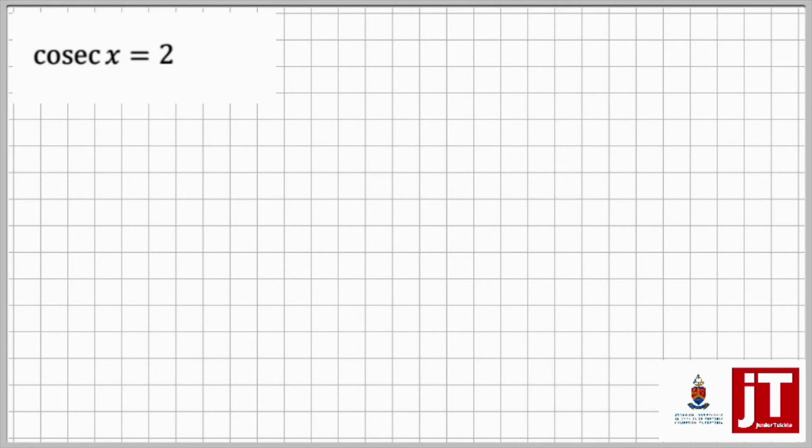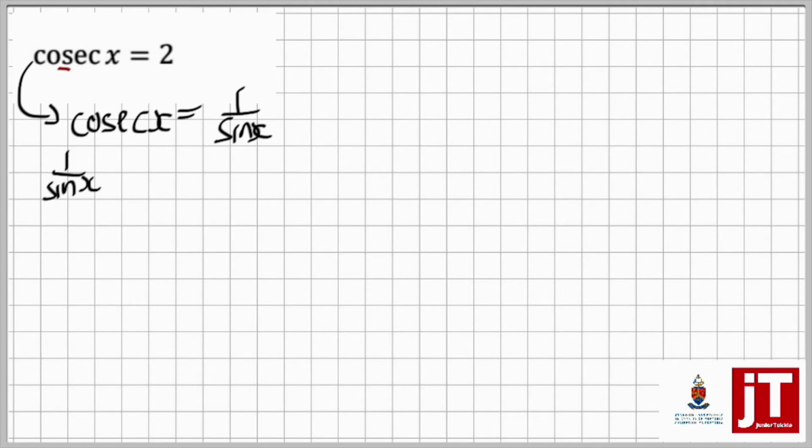Hit the pause button and try it yourself. If I look at the calculator, it doesn't have cosec on it, but it does have sine. Because cosec, remember, is the reciprocal of sin x. So in the place of cosec x, I can put 1 over sin x, because that I can try and handle somehow. So I'm going to rewrite this equation as 1 over sin x equals 2.